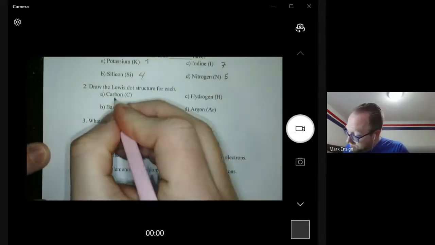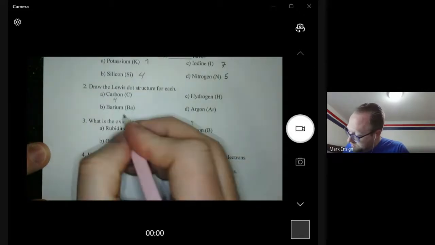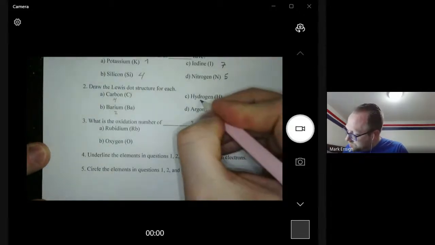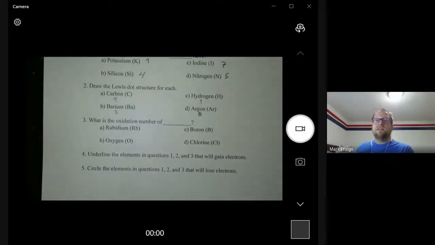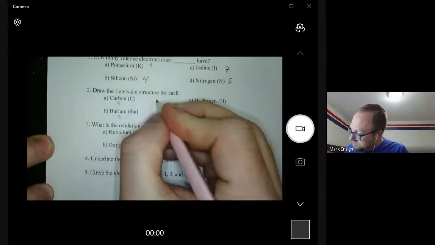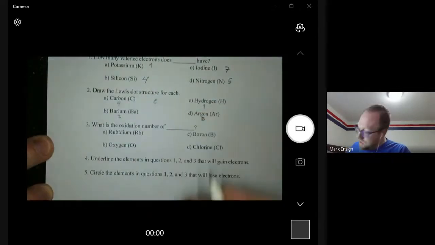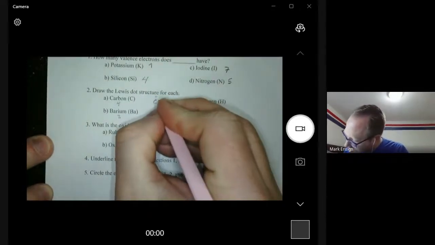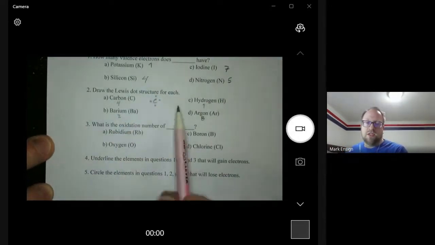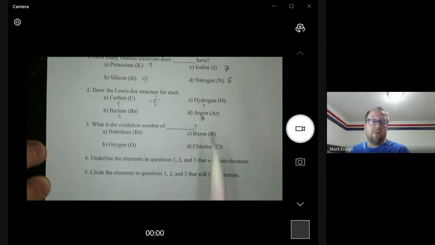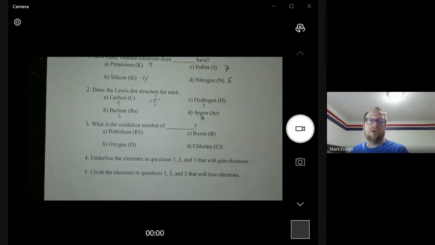So carbon has 4, barium has 2, hydrogen has 1, and argon has 8. These are the number of valence electrons, the number of dots that we need in our Lewis dot structure. So carbon, here's how we do this. We're going to do a C, and then we're going to put 4 dots around it, just like that. Remember, we don't double up. We don't pair up our electrons until we get more than 4, until we get to 5.